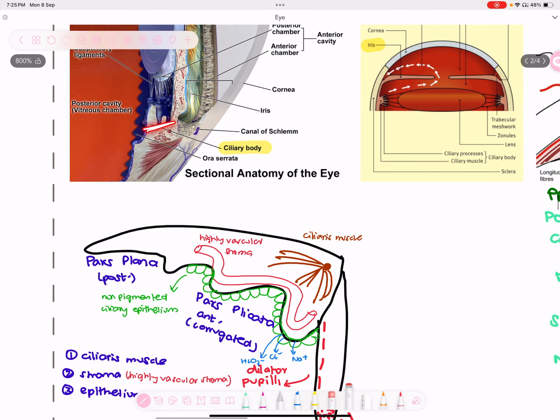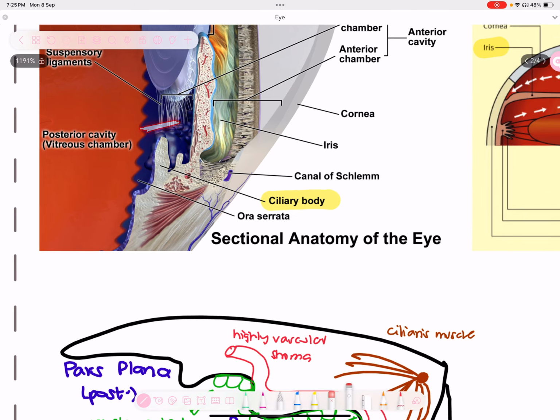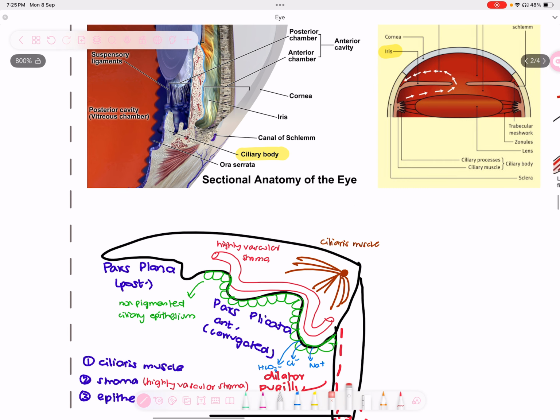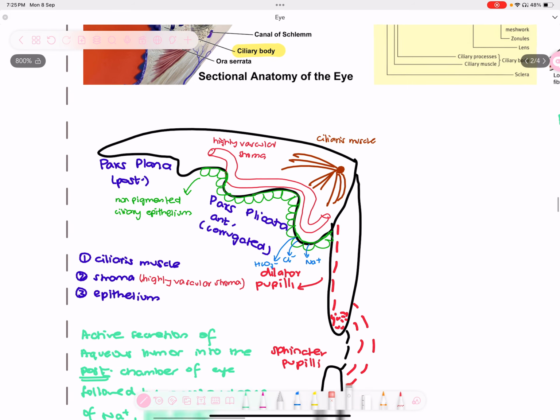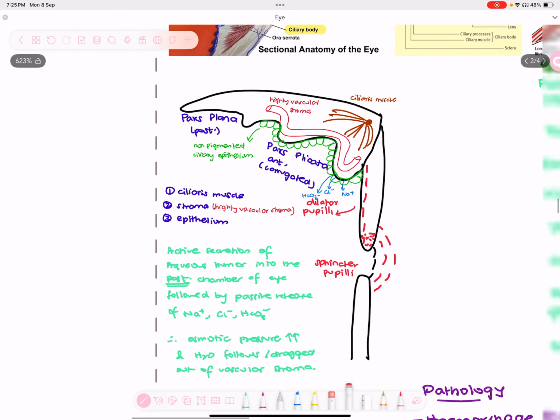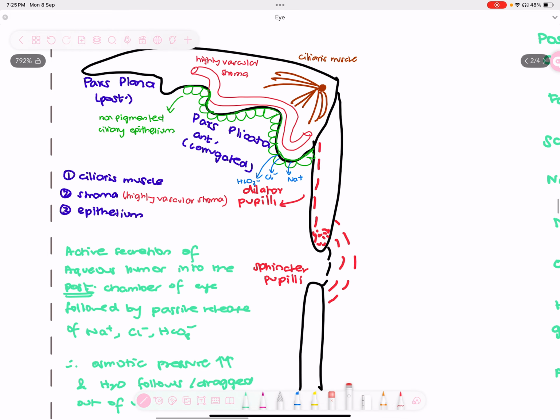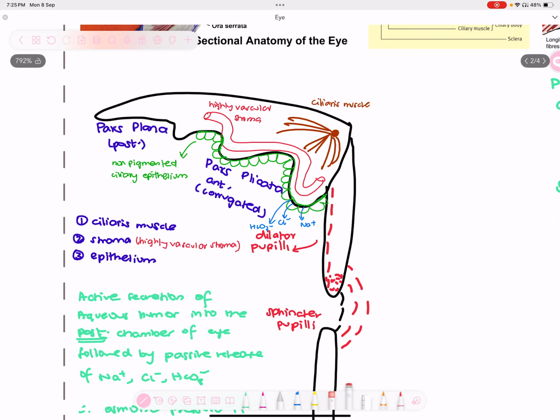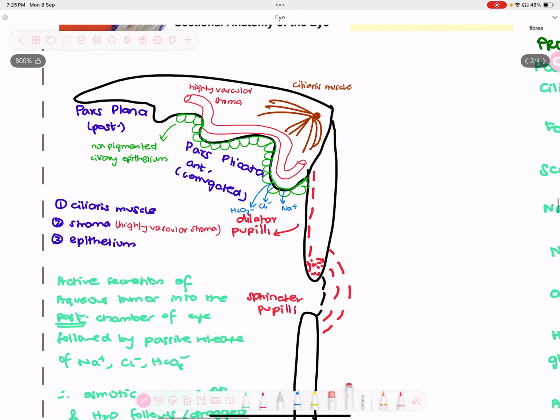This has a lot of significance because exactly from this plicata region, there'll be epithelial cells that will be producing the aqueous humor. So it's super important to understand the anatomy first. And this is your iris, and the iris has its own muscles that I don't think we need to discuss right now.